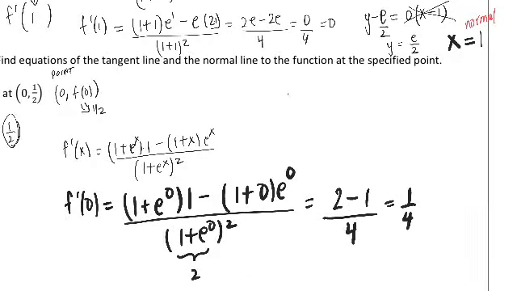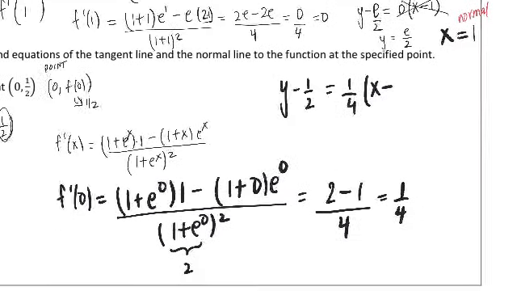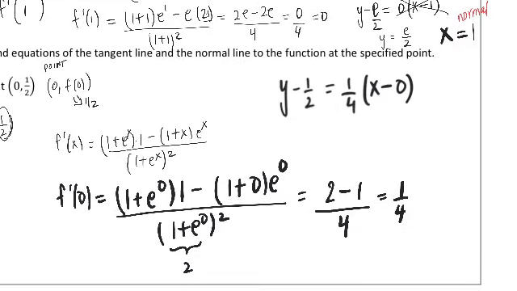My tangent line is y minus 1/2 is equal to 1/4 times x minus 0. And my normal line is y minus, let's do that in red, y minus 1/2 is equal to -4 times x minus 0. Okay, so that's the quotient rule.